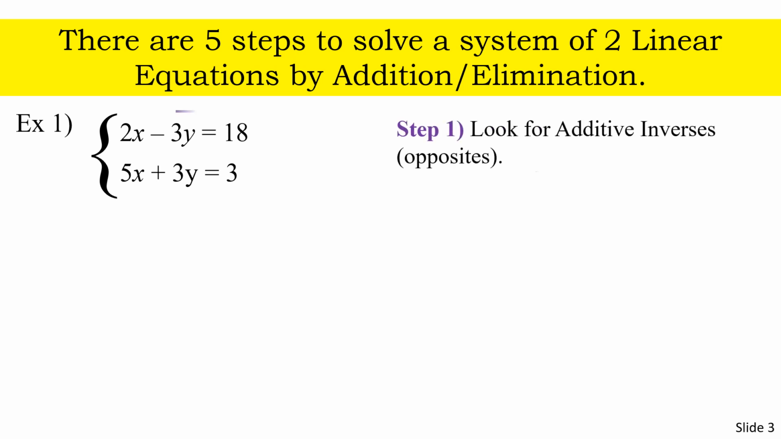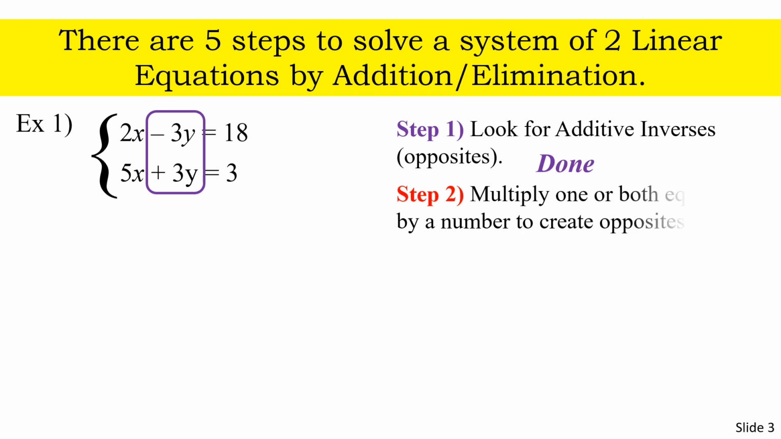Step 1, look for additive inverses. Look for opposites. Well, look at that. The negative 3y and the positive 3y are already opposites. So the first step is done. Step 2, multiply one or both equations by a number to create opposites. Not needed in this case because I already have opposites.